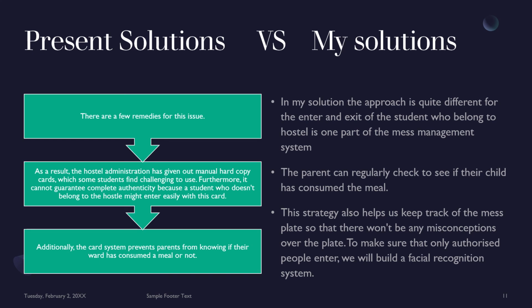In my solution, the approach is quite different. The entry and exit of the students who belong to the hostel is one part of the mess management system. Parents can regularly check to see if their children have consumed the meal. This strategy also helps us keep track of the mess plate, so that there won't be any misconception over the plate. To make sure that only authorized people enter, we will build a facial recognition system.